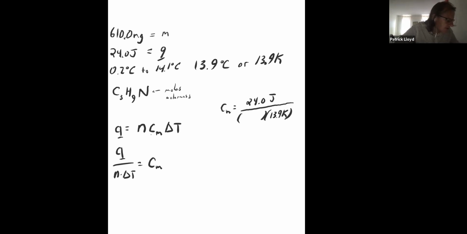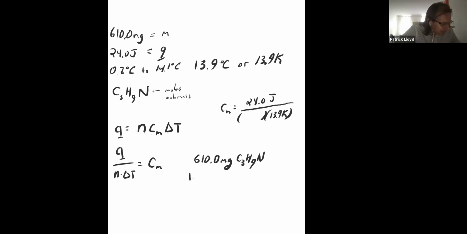610 milligrams. Okay, so that's an issue. 610.0 milligrams of C3H9N. Okay. 3, 5, 7, 8. I think I figured it out. Okay. So now here's what we can do. This is milligrams.